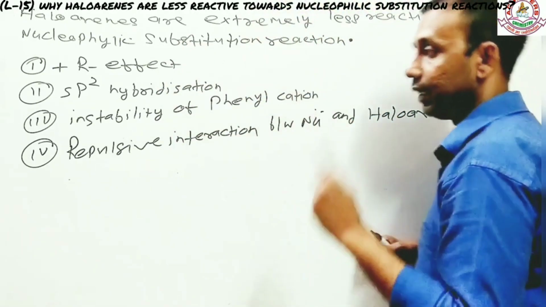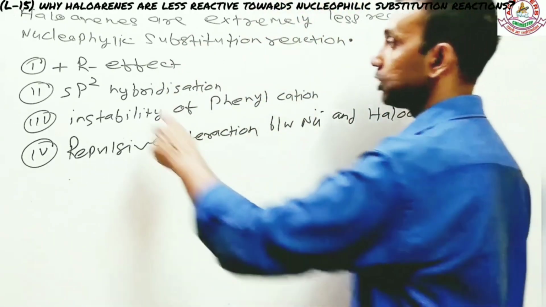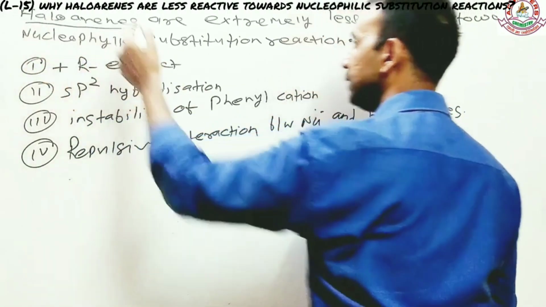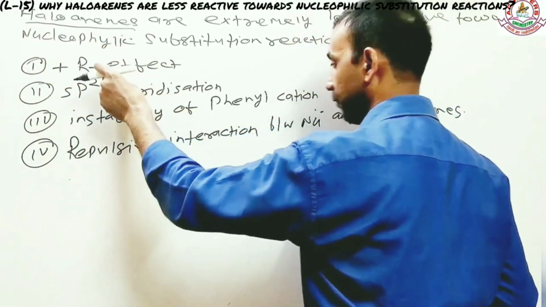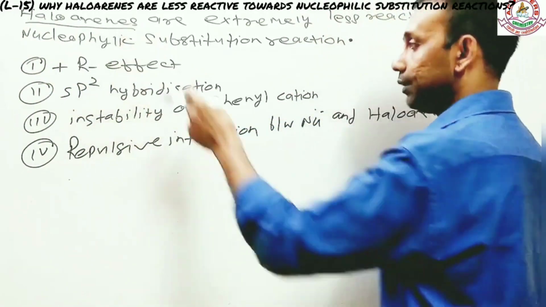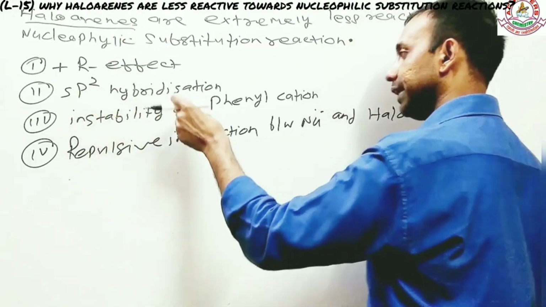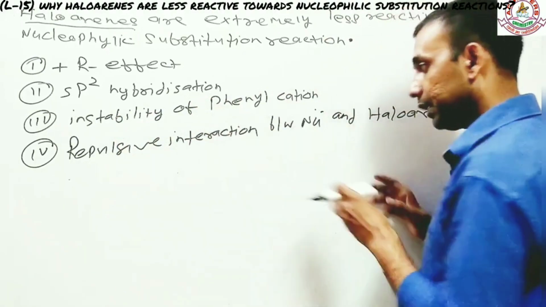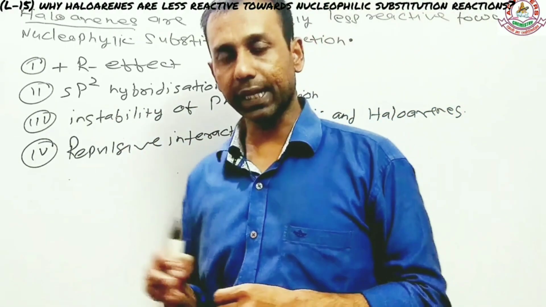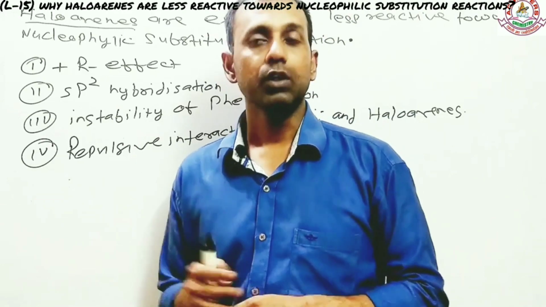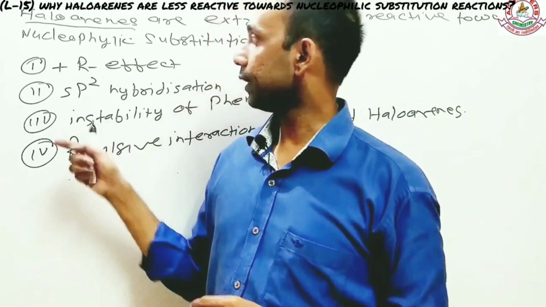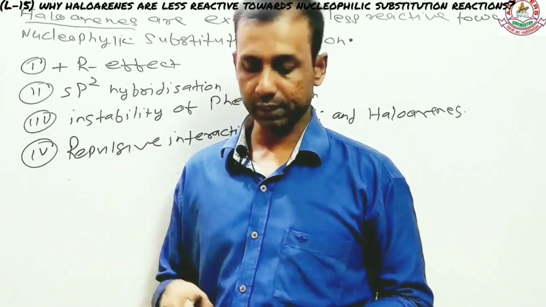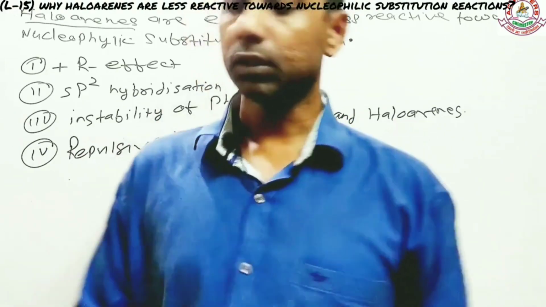Let me name these four reasons and then I will explain them one by one. The first one is that all the haloarenes exhibit plus R effect. What this plus R is, I'm coming to that. They have sp2 hybridization, they have instability in their phenyl cation, and finally any two reactants have repulsive interaction naturally because they have electrons. The fourth one is not that significant, but the first and second are going to be very significant here. So let me explain all of them one by one.